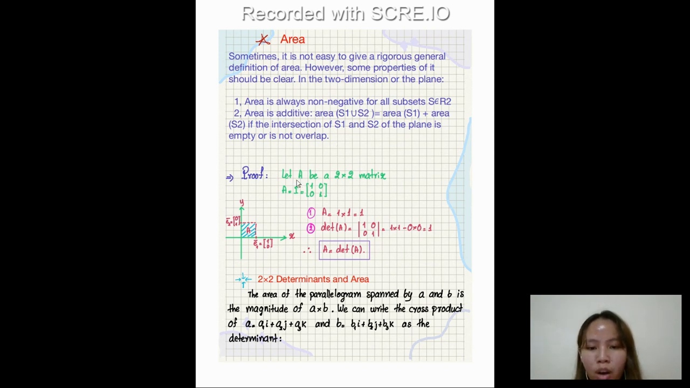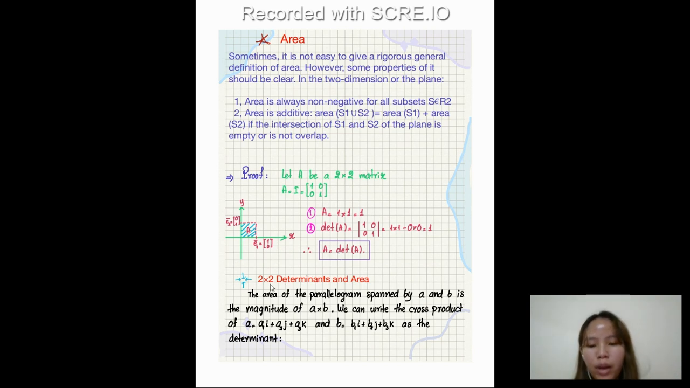Here is the proof of the area with a 2 times 2 determinant. We have two methods to calculate the area. The first method uses the normal formula, like A equals 1 times 1 equals 1. And the second method is using the determinant. The determinant of A equals the determinant of a 2 times 2 matrix, which equals 1 times 1 minus 0 times 0 equals 1. That means we can use the determinant to calculate area.